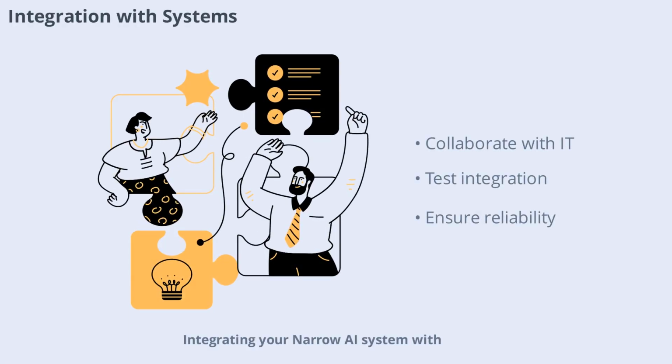Integrating your narrow AI system with existing business processes is a critical step. Work closely with IT and operations teams to ensure seamless connectivity and data flow. Address compatibility issues and test the integration thoroughly before going live. Good integration ensures your AI system delivers value and operates reliably within your organization.